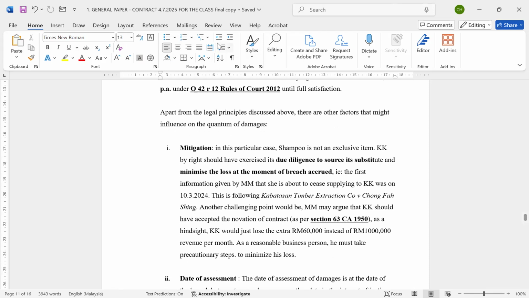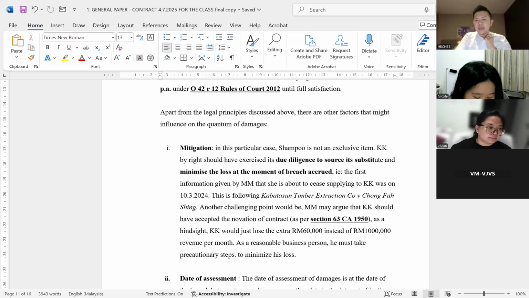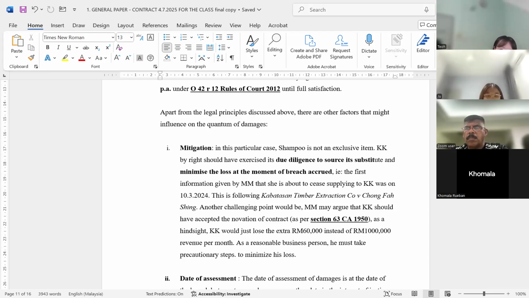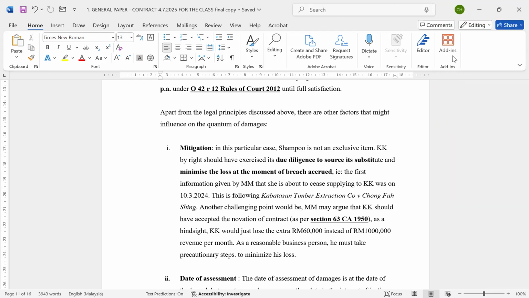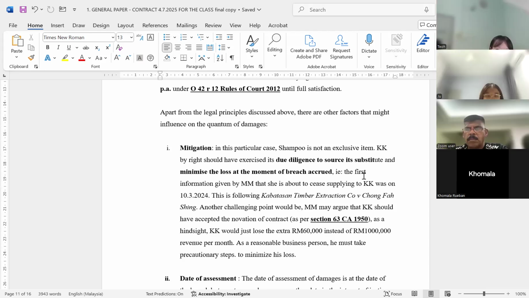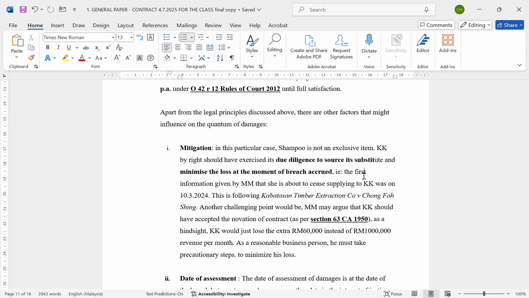Okay, apart from those principles that you have discussed, you must also elaborate further what are the potential factors that can affect the quantum of damages claim. Okay, first part, you cannot take advantage of civil action for your whole benefit. Okay, as far as it is concerned, as a prudent and reasonable businessman, you must learn how to mitigate the loss. In simple words, you must cut loss.